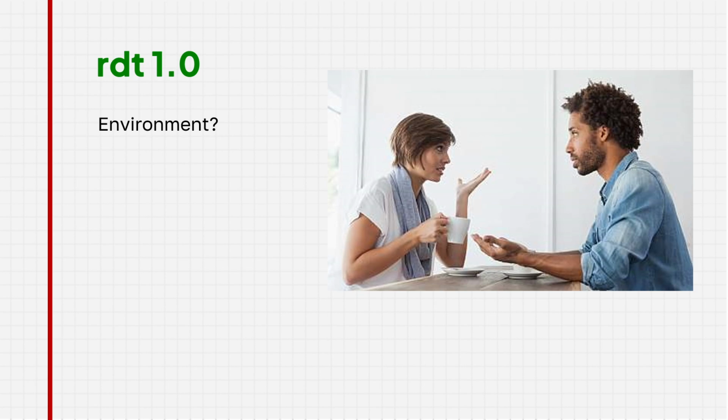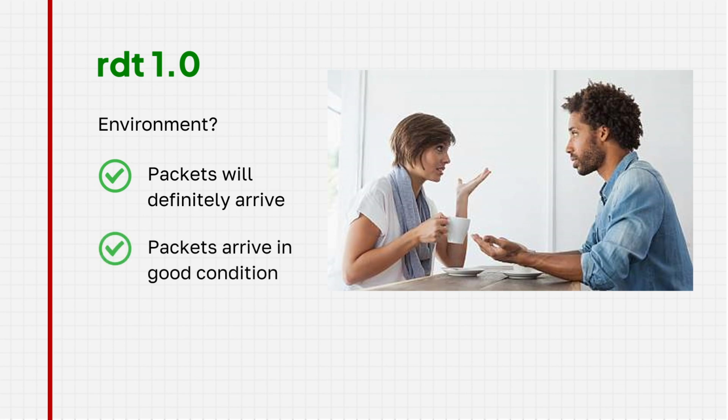In 1.0, what is this case? Can anyone tell me what RDT 1.0 is? No corruption, no loss. That is correct. So RDT 1.0 means that the packets will definitely arrive and will arrive in good condition. Similar to, for example, I'm standing here with Richard. Hi, Richard. He understands directly, right? There is no chance of corruption, no chance of my voice not arriving to Richard. That is RDT 1.0.